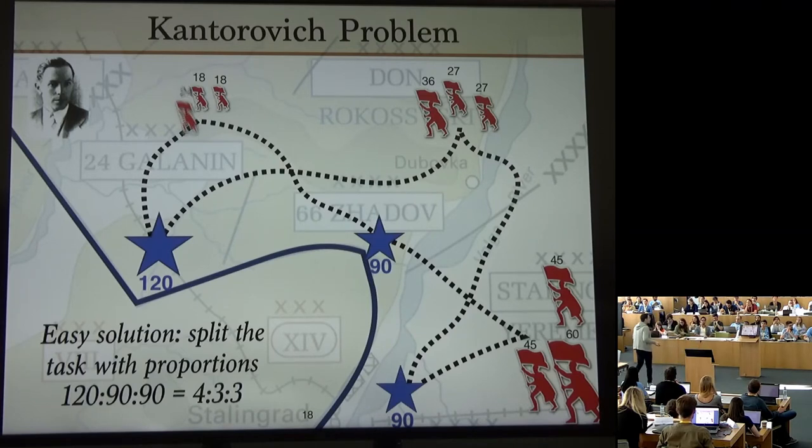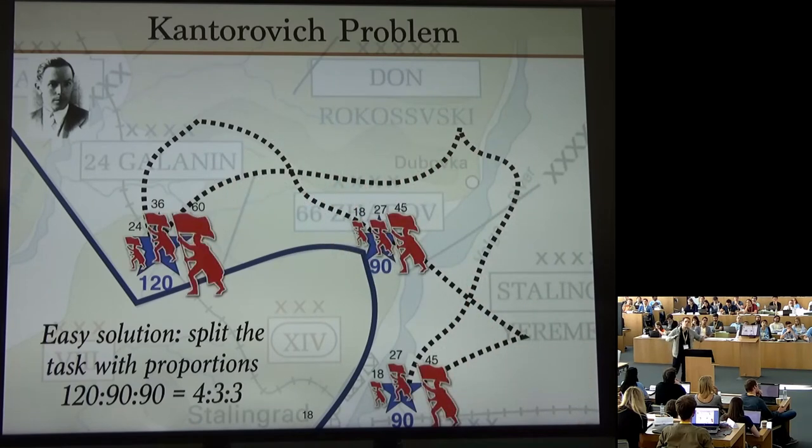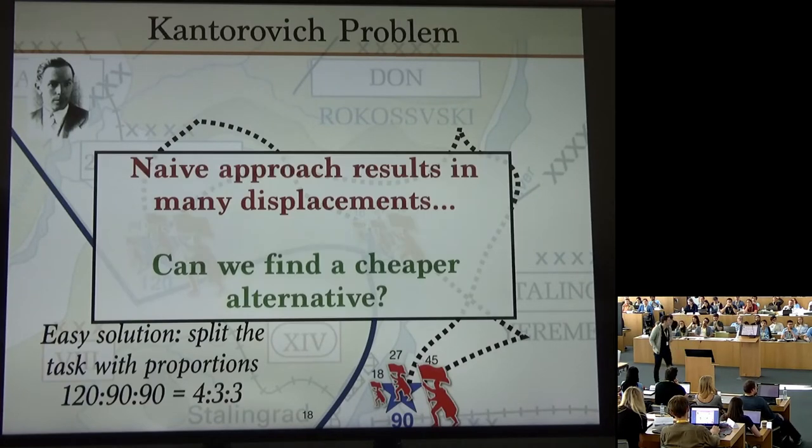And now that the generals have simply said, we're going to make this split and send our soldiers, you will start seeing some movements of troops. And of course, because everything was done in a proportional way, some of the soldiers will move a long, long way. Typically, the ones on the top left have to travel all the way down to the bottom right. And that makes a lot of movements. And this is the cost. Here you find again the idea of the cost that Monge was trying to minimize. So the naive approach results in many displacements.